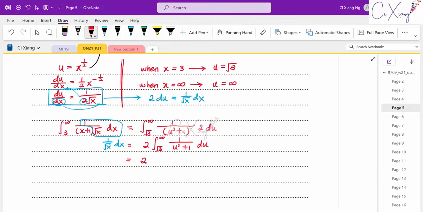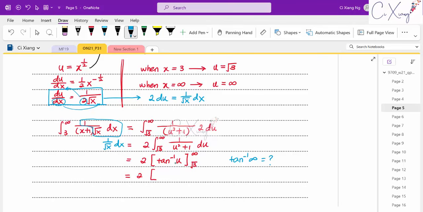Okay, so I come back to my answer here. I know that from there, I will have tangent inverse u. And I want to substitute in the limits for infinity and also square root 3. Because they want us to have our answer in the exact form, it is very important for us to determine all the exact values. Now first, I substitute in the infinity. So you need to imagine what is the value of tangent inverse infinity.